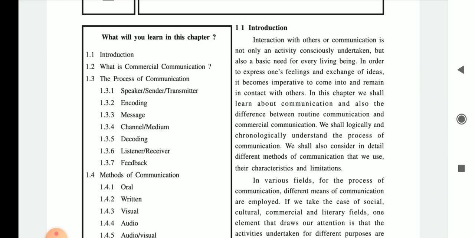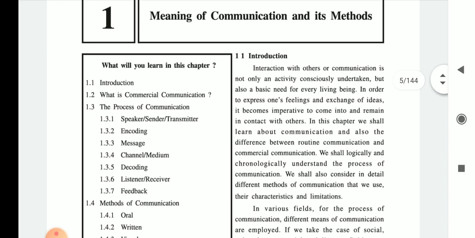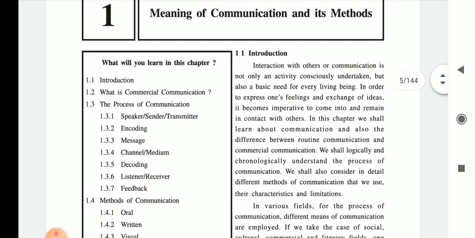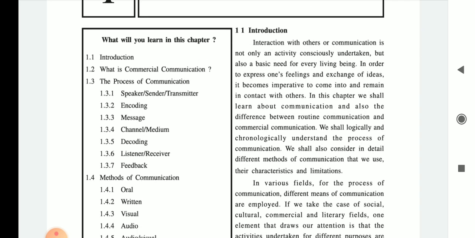So first of all, we are going to start the introduction of the first chapter, meaning of communication and its methods. First line: interaction with others, or communication, is not only an activity consciously undertaken, but also a basic need for a living being, every living being.